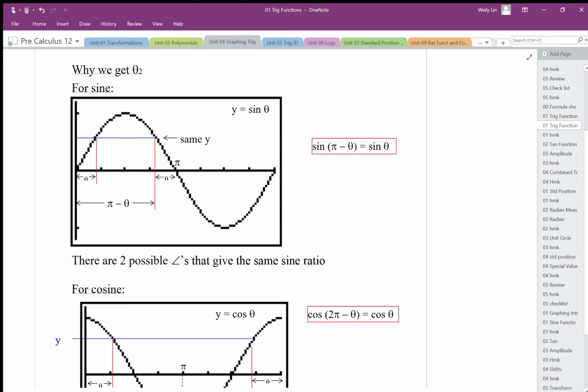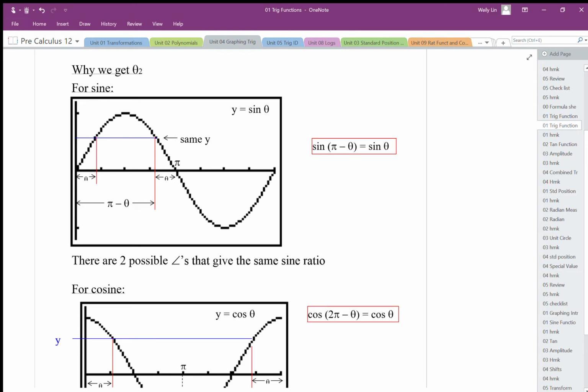So this page here is how we're going to start connecting this idea of a graph to standard position circles and also formulas. In the previous unit, we talked about how when we undo sine functions, we end up with theta 1. There's two possible angles, theta 1 and theta 2, that show up.